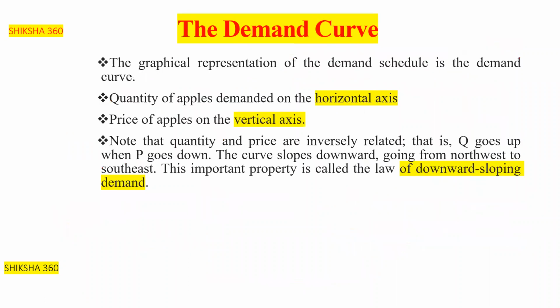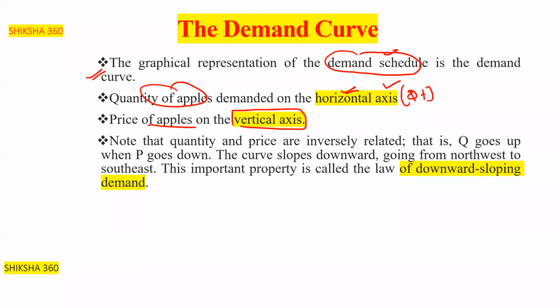Now move to the next point, demand curve. The graphical representation of the demand schedule is known as the demand curve. Quantity of apples demanded is on the horizontal axis. You have to remember that quantity we represent on the horizontal axis, and price of apples on the vertical axis.